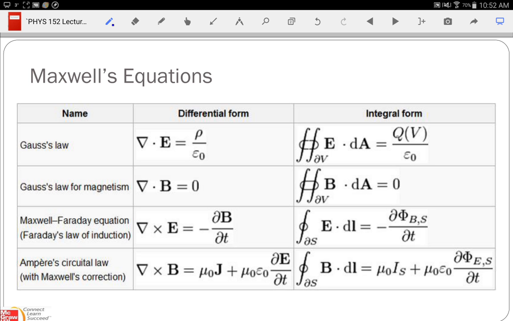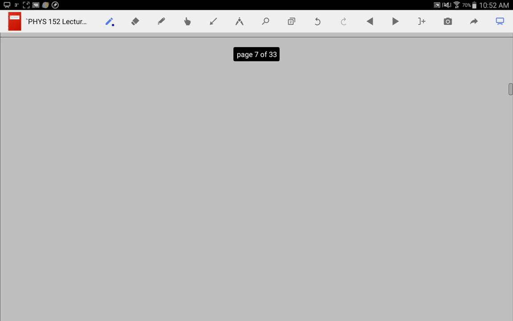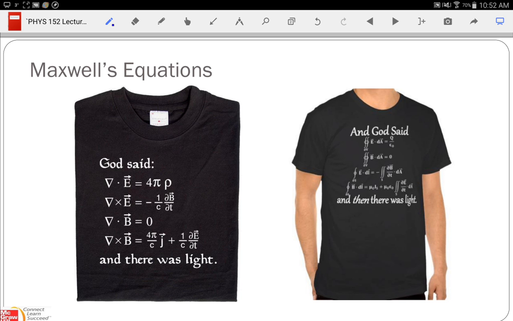If you're a nerd, it becomes super important. So people do things like this. They wear a shirt that says, God said, and they list the four Maxwell's equations. Notice I did two shirts because one shows the differential form, one shows the integral form. And there was light. Because light can exist because of those four equations.